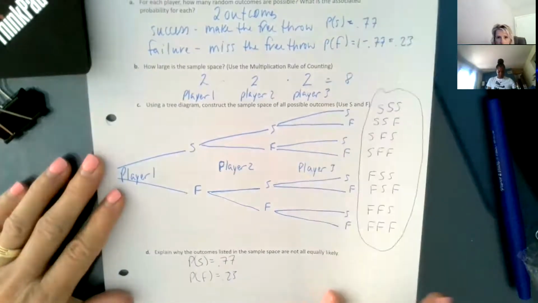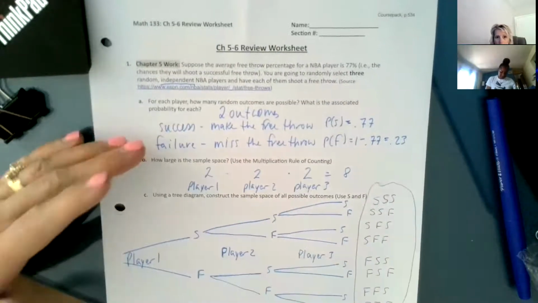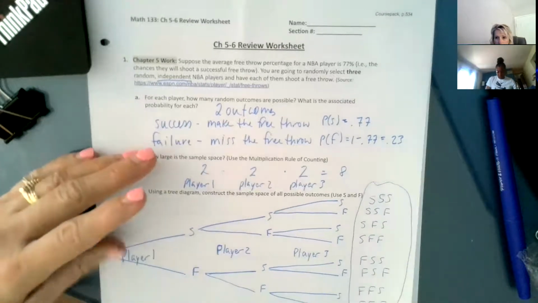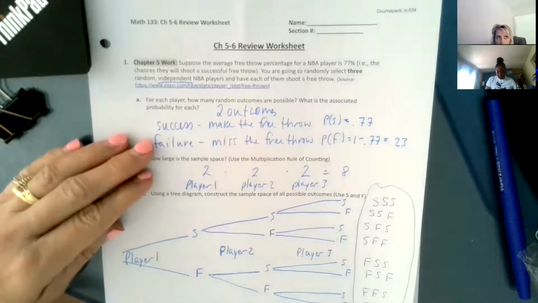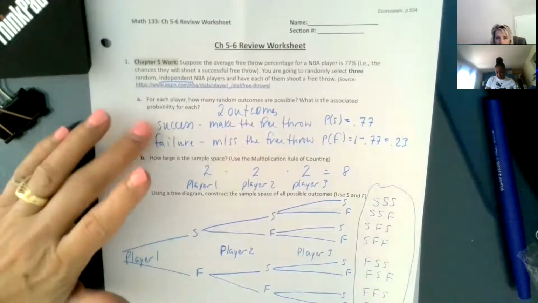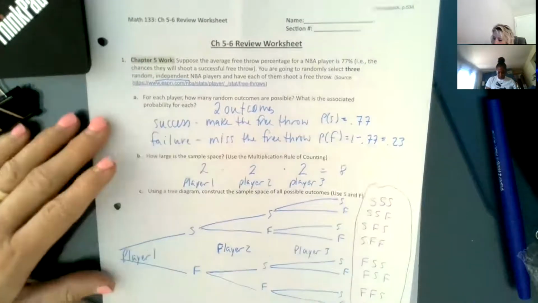Any questions so far, how we got here? So you can kind of see we're setting ourselves up for chapter six, right? The binomial experiment, what we talked about, we have two outcomes that are independent outcomes.